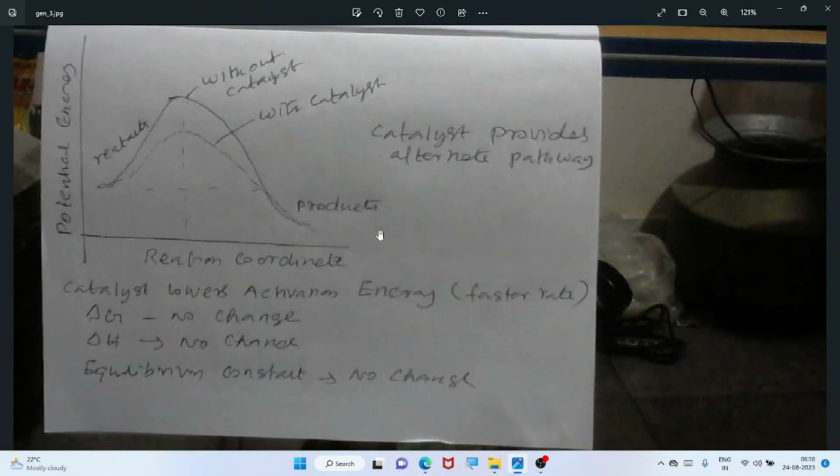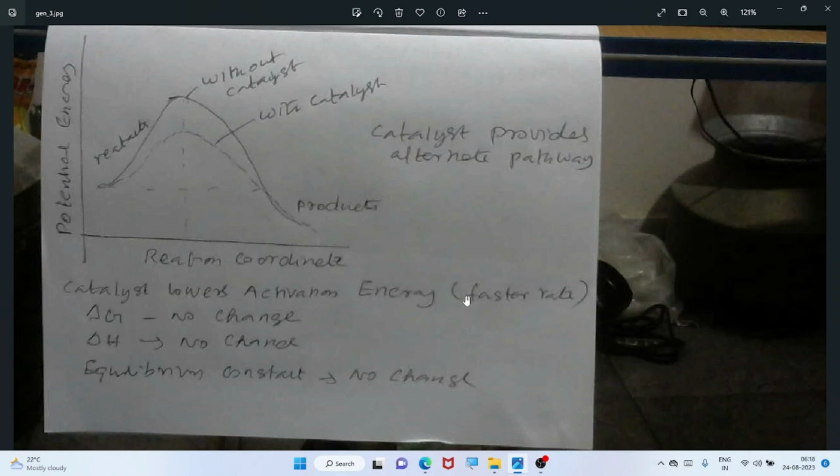Now, if you use a catalyst in a reaction, this top curve is without catalyst, and this dotted line is with catalyst. The axes are reaction coordinate and potential energy. When you use a catalyst, this activation energy is reduced. There is an alternate path for the reaction, and the activation energy is reduced. So the catalyst lowers the activation energy of the reaction.